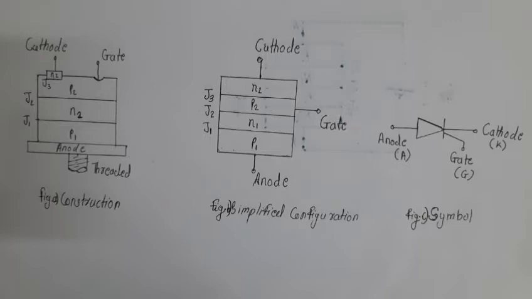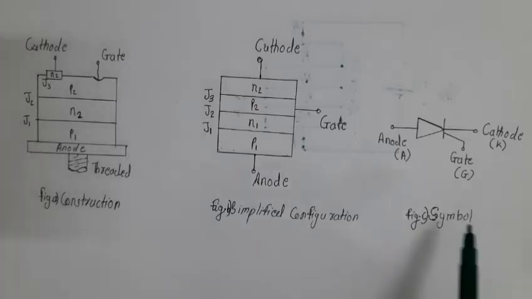The SCR consists of 4 layers of alternate P and N type of semiconductor, forming 3 PN junctions. The anode terminal is outside the P1 region and the cathode terminal is outside the N2 region. A contact welded to P2 region forms the gate terminal. The threaded stud is to tighten the thyristor onto heat sink for dissipating the heat.